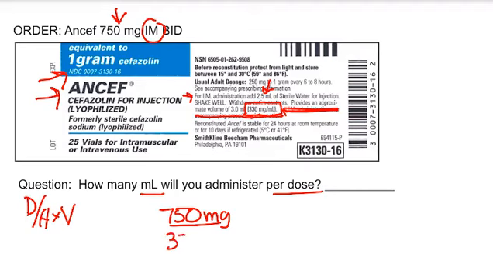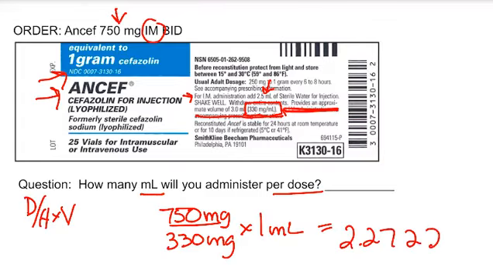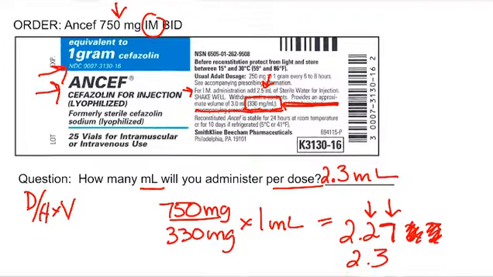We're going to use 330 milligrams times 1 milliliter. Go to my calculator, 750 divided by 330 times 1 equals 2.2727. Okay, and again, I'm going to round to the nearest tenth, so I'm going to look at one number past that. These two numbers don't matter because 7 is greater than 4. I'm going to go to 2.3. My answer is 2.3 milliliters per dose. Okay.